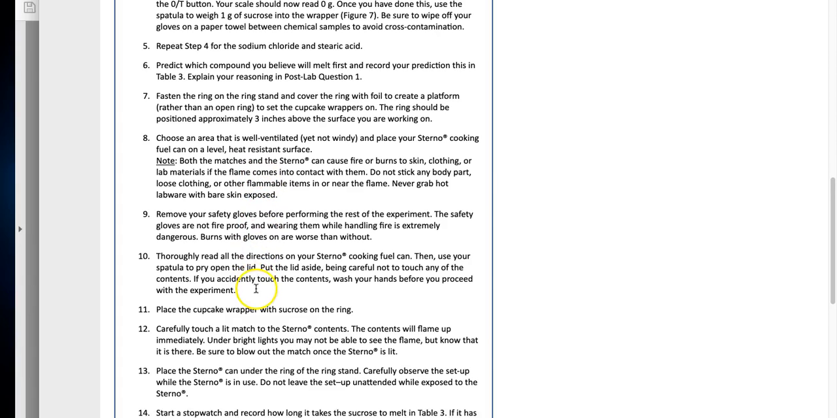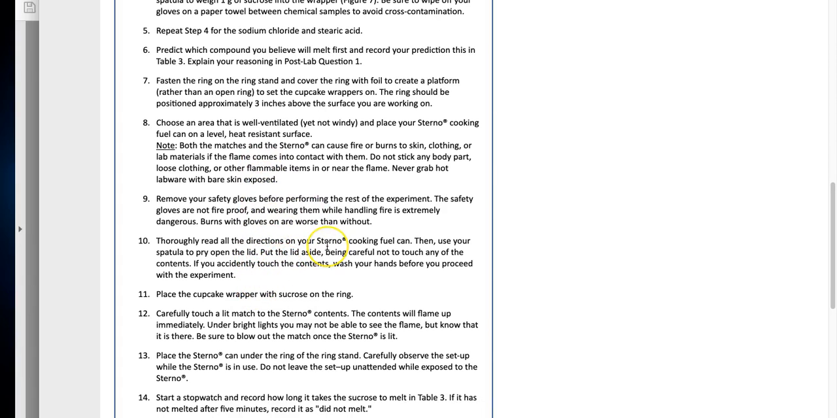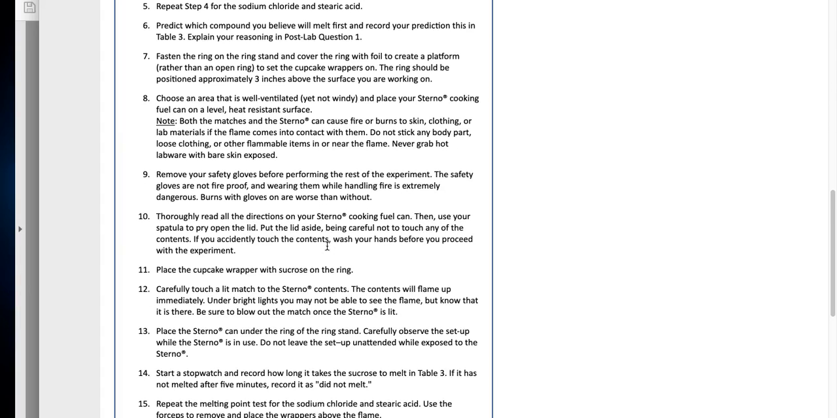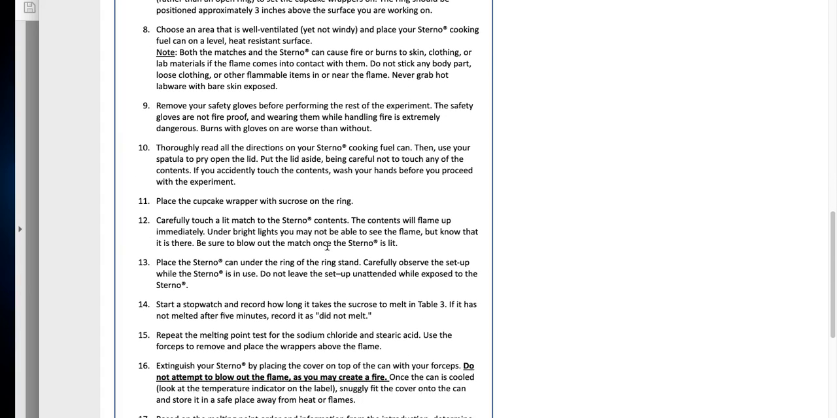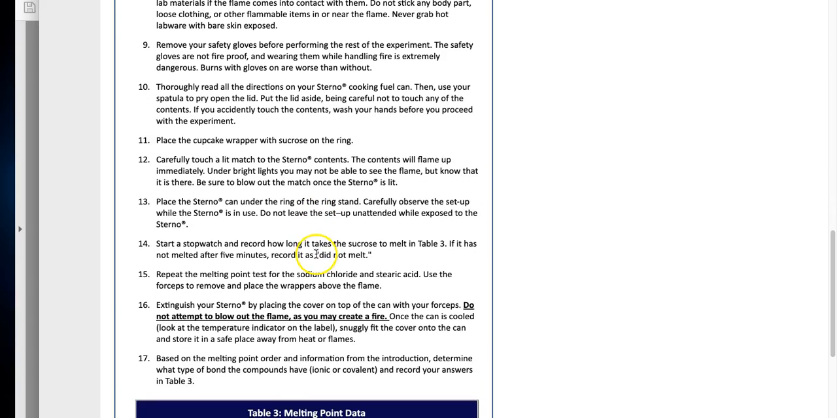And again, you can kind of read through the rest of this. The sterno is going to provide the heat to heat up that solid. You're going to heat it up until it starts to melt. And it says, take your stopwatch, record how long it takes for it to melt. If it doesn't melt after 5 minutes, record it did not melt.